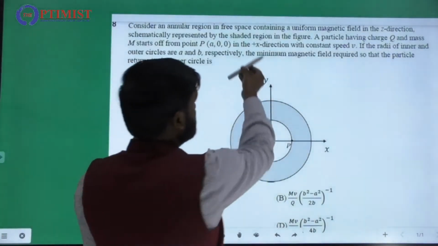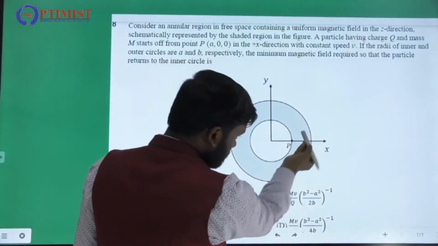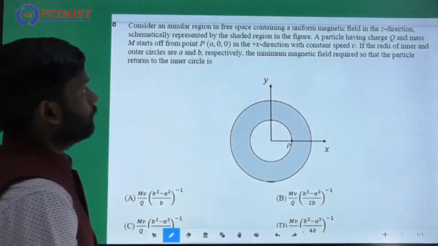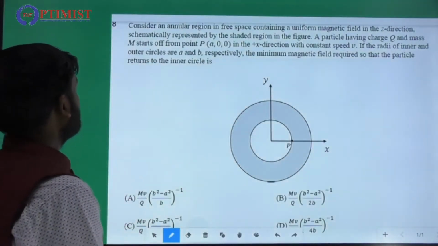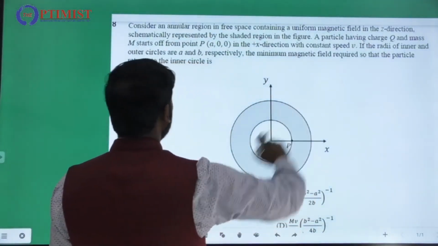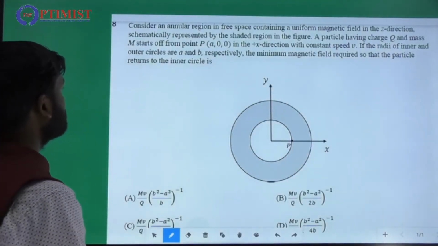Since velocity is in positive x direction, magnetic field is in z direction, therefore particle will bend in circular arc. So it will cover some circular arc here. Now, if radii of inner and outer circles, here this inner radius is A and outer radius is given to be B respectively, the minimum magnetic field required so that particle returns to the inner circle.